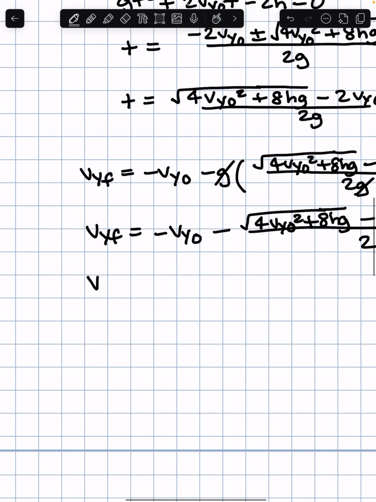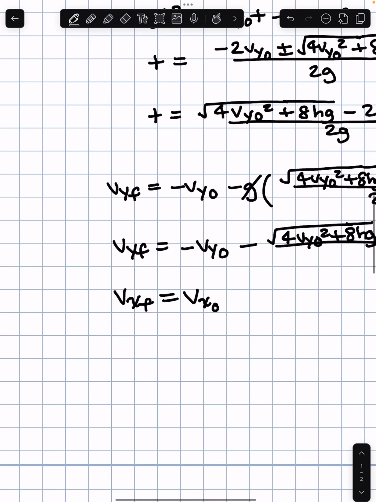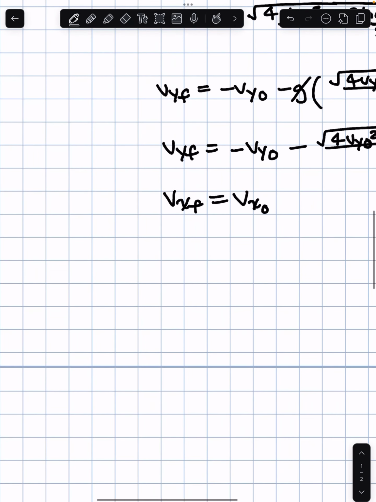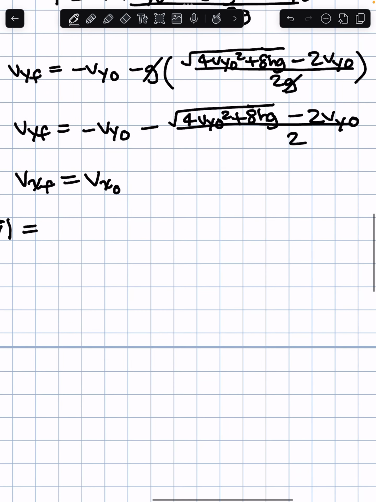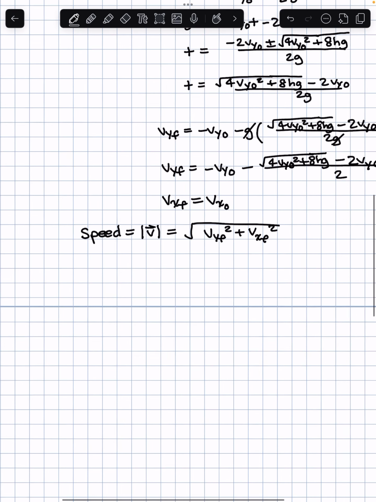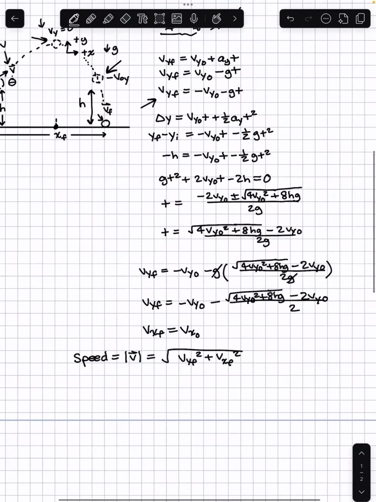We love x. X is extremely easy to get. Remember from earlier, the very first one we did, we got it. And remember that the speed is equal to the magnitude of our velocity vector, which is also equal to the square root of our vyf component squared plus our vxf squared. And that is how you can get our final speed once it hits the ground.